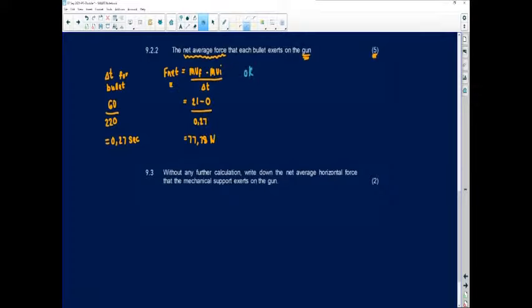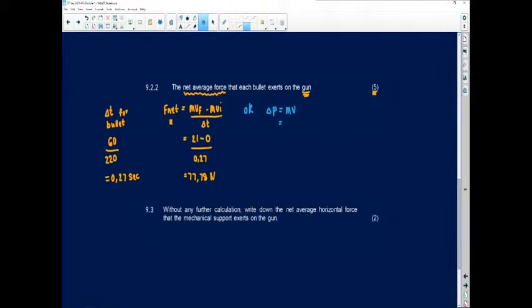Another way you could have attacked this question was to find the change in momentum. Now remember, I could have used this momentum over here. Let me do it the long way around so that everyone knows where I'm coming from. Remember, we have F net. F net is equal to delta P all over delta T. I'm going to find the change in momentum first.